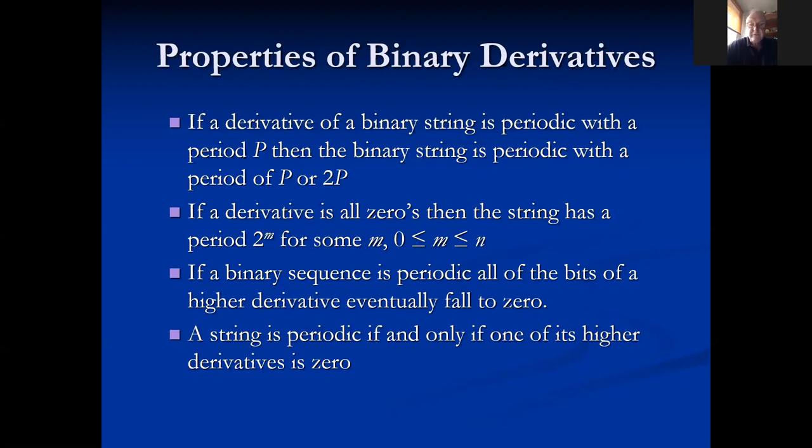And so there are a number of formal properties of binary derivatives, and we only need to use a few of them. If a derivative of a binary string is periodic with a period p, then the binary string is periodic with a period of p or 2p. If a binary derivative is all zeros, then the original string has a period of 2 to the power of m for some m between 0 and n. If a binary derivative is p-periodic, all of the bits of a higher derivative eventually fall to 0. And finally, probably the most important property, a string is periodic if and only if one of its higher derivatives is 0. That property is crucial for our work. So, next slide, please.